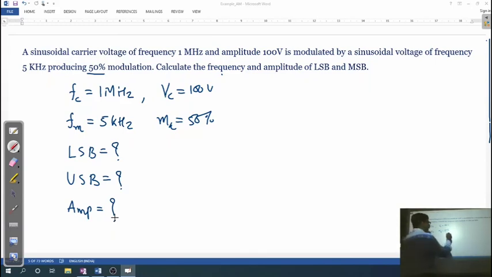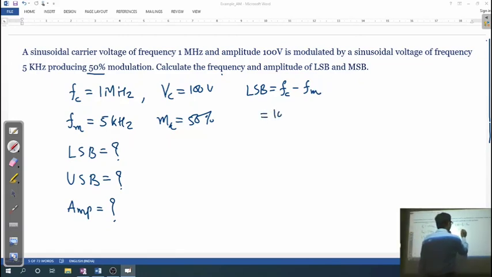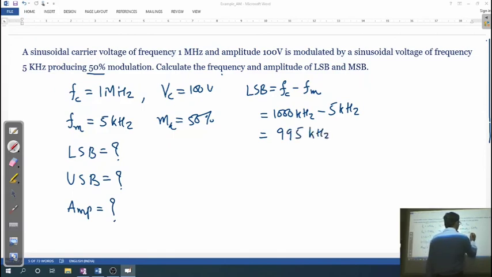Already you know that the frequency of the lower sideband is Fc minus Fm, and what is my Fc? It is 1 megahertz. Remember, 1 megahertz minus 5 kilohertz, that subtraction is slightly difficult. So you have to convert this megahertz into kilohertz. So you can write it is 1000 kilohertz minus the modulating frequency of 5 kilohertz. So my lower sideband frequency will be 995 kilohertz.